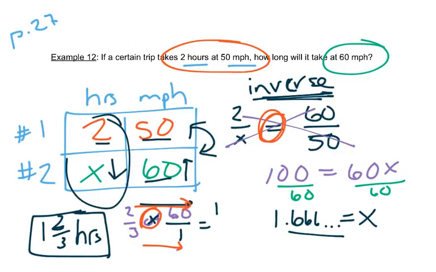So 2 times 60 is 120. 3 times 1 is 3. And 120 divided by 3 is 40. So that tells us that we really have 1 hour. And that was because of this 1 out here in front. And then 40 minutes.